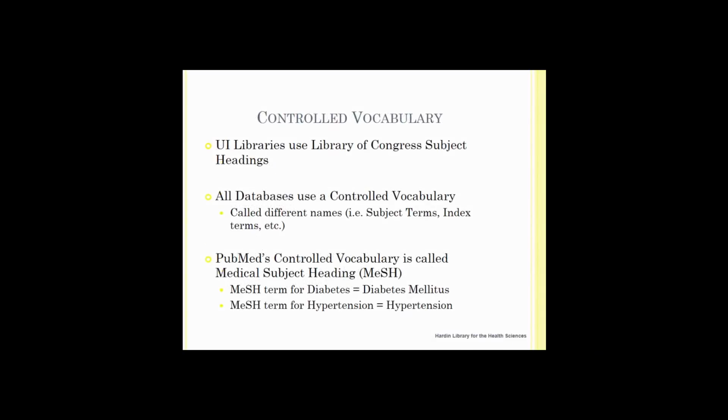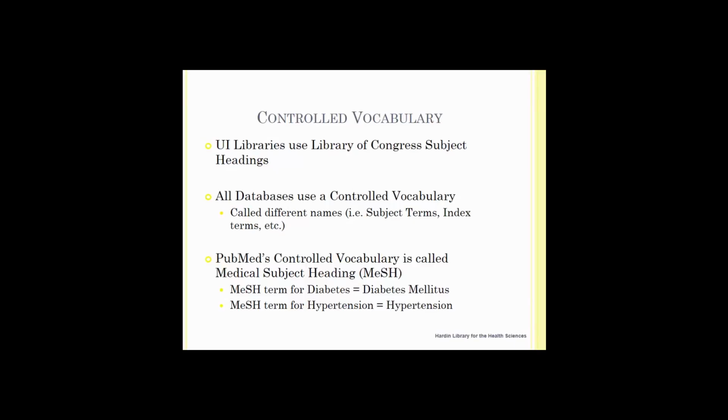Every database also has a controlled vocabulary, and I think one of the most clear examples of a controlled vocabulary is any library that you go to. So for example, if you were to go into your public library, their controlled vocabulary is the Dewey Decimal System. The libraries here at the University of Iowa use the Library of Congress subject headings. So all databases do have a controlled vocabulary, and they're called by different terms. For example, some databases just call them subject terms, some databases call them index terms.